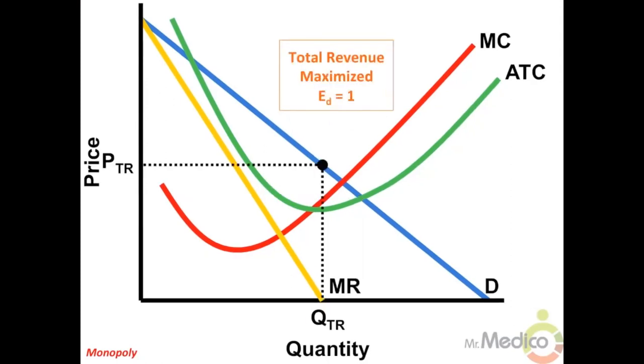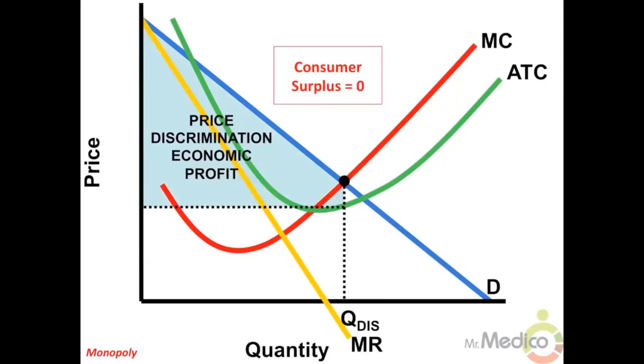Total revenue maximization. The monopolist will maximize total revenue at a level of output where marginal revenue equals zero, QTR. The price is above that point on the demand curve, PTR, and the price elasticity of demand equals 1. It's unit elastic. Price discrimination. If a monopolist practiced perfect price discrimination, profits would increase drastically as the area of consumer surplus would be eliminated. Each consumer would pay the highest price that he or she is willing to pay. The former consumer surplus becomes part of the economic profit, but society will get a more socially efficient level of output because MC would equal D.